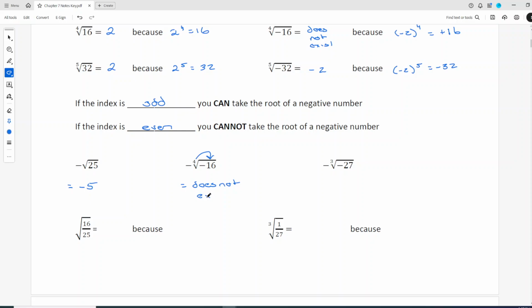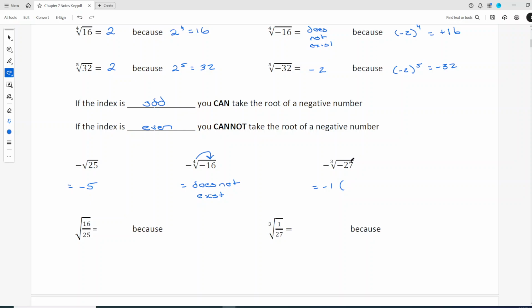I'm using the terminology does not exist because the answer is actually imaginary. If you go on to Math 60, we will actually have answers for this. But for us right now, we're just going to say, nope, it doesn't exist in the context of what we'll be looking at in further chapters. All right, and then lastly, this one, we've got negative 1 times the cubed root of negative 27.